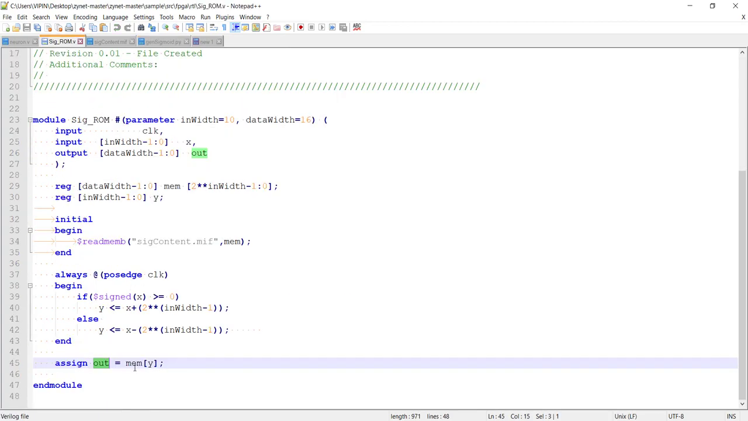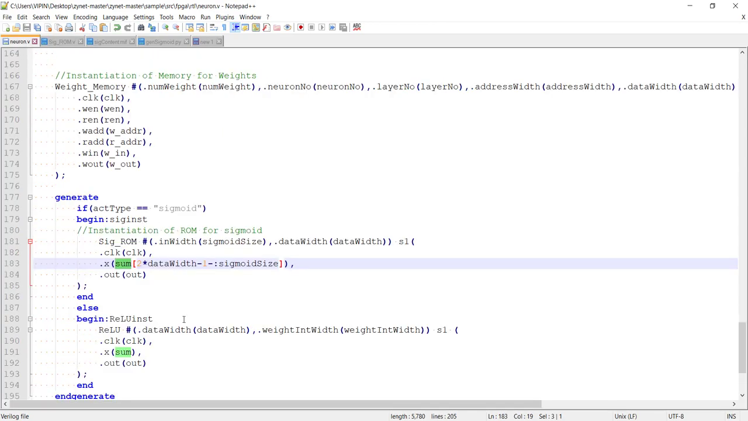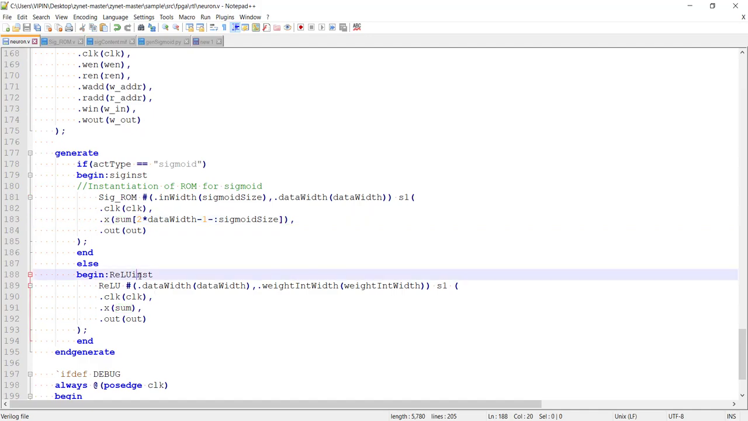Also, as I mentioned here, I'm using a combinational circuit, an assign statement. That means this won't be implemented in a block RAM. This will be implemented in a distributed RAM. So you want to keep the size of the sigmoid memory small. So that's about sigmoid.